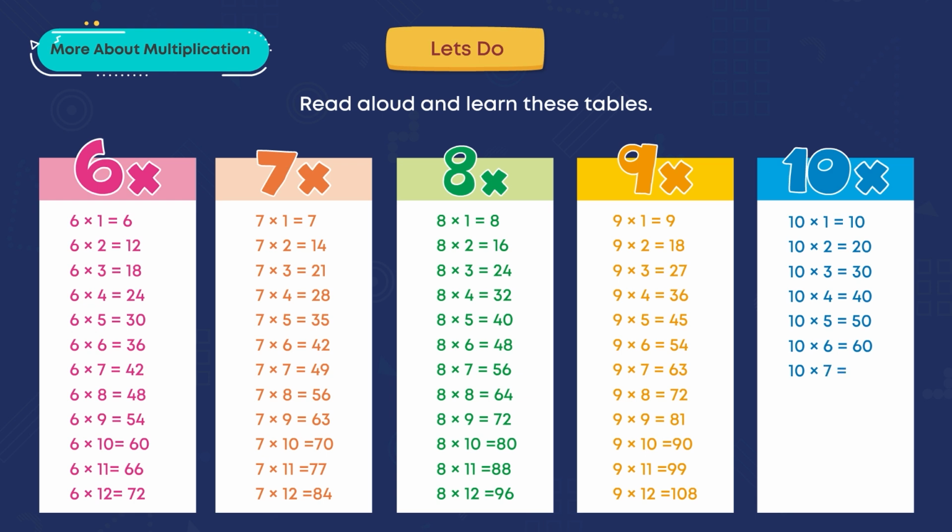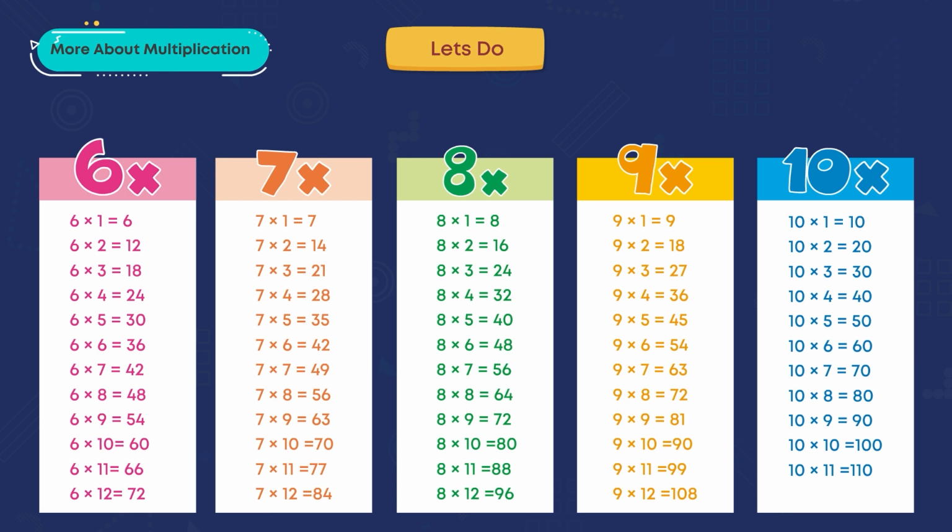10 times 7 equals 70. 10 times 8 equals 80. 10 times 9 equals 90. 10 times 10 equals 100. 10 times 11 equals 110. 10 times 12 equals 120.